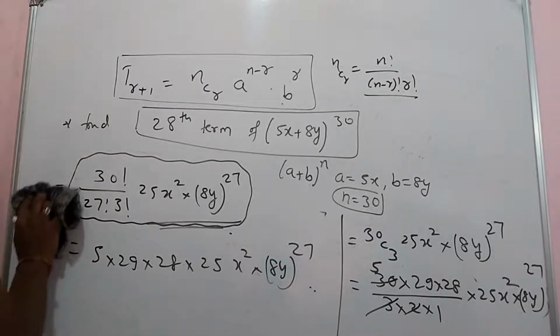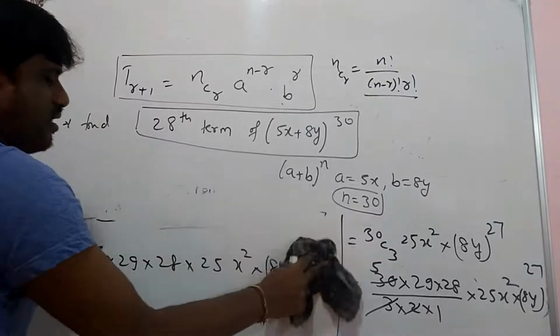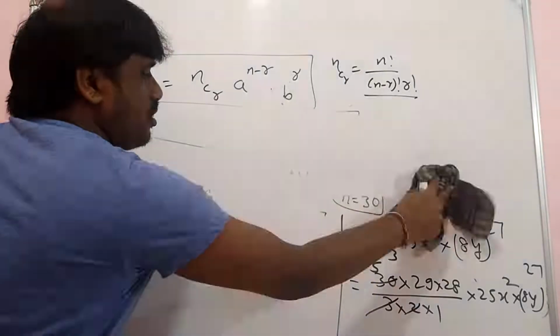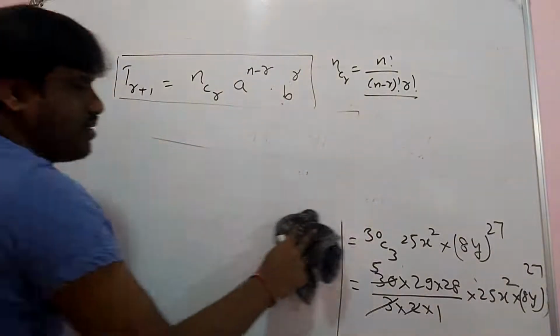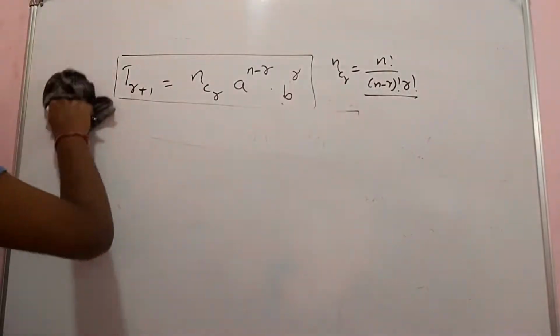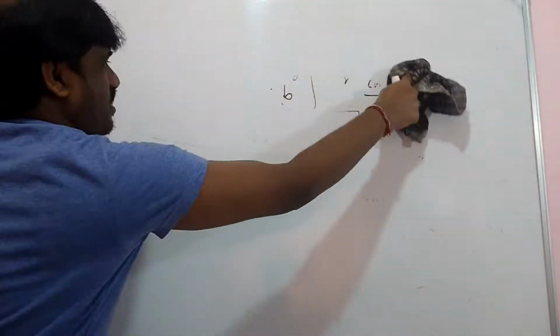Okay, did you understand what I said? We can find any term in the binomial using the general term. Using the general term, we'll find it. Did you understand all? Is it understood, everyone? Did you understand or no?